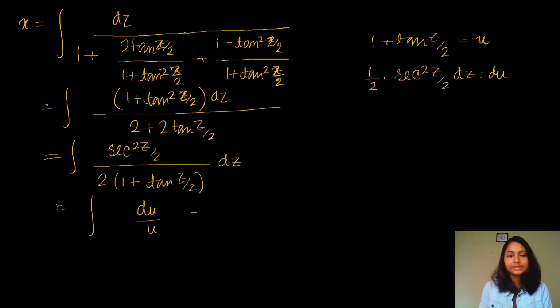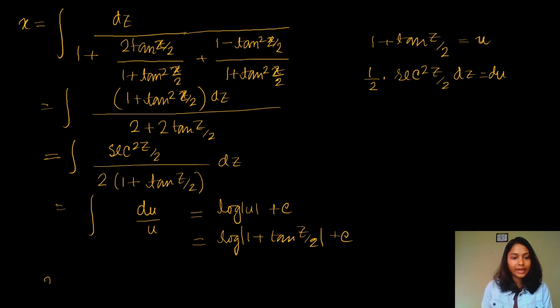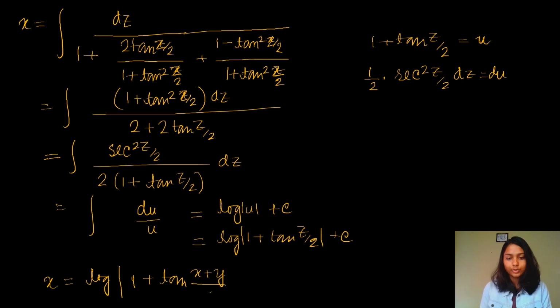So the integration is log mod u plus c. So u will become log mod 1 plus tan z by 2 plus c. So x becomes log mod 1 plus tan of x plus y by 2 plus c. So this is the solution of this differential equation.